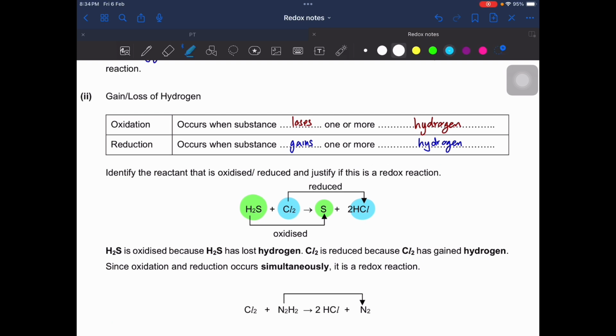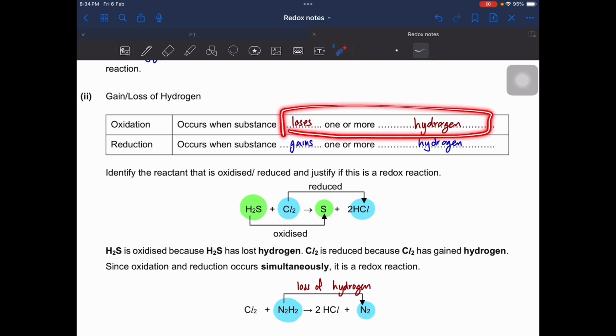Let's focus on, let's say, N2H2, right? We see over here N2H2 actually became just N2. So what we see over here is that there is a loss of hydrogen, right? And based on the table that we see here, losing hydrogen is actually a way to look at whether something is being oxidized. So this is actually being oxidized.